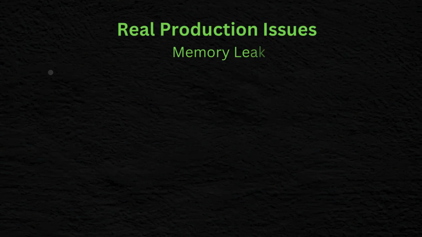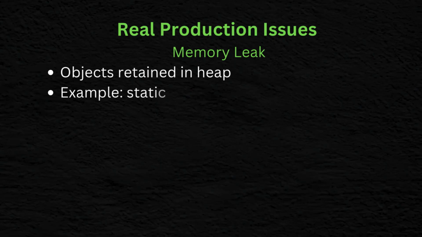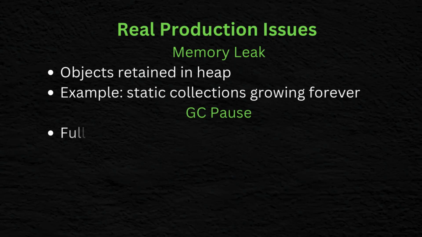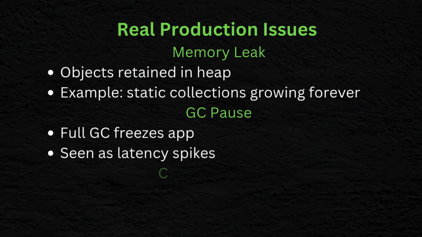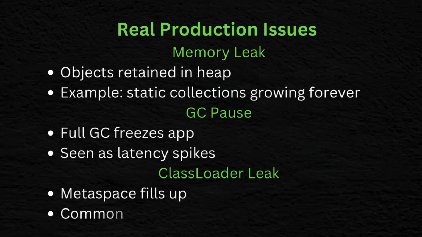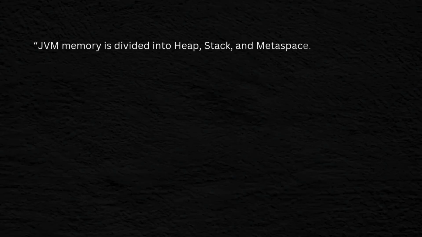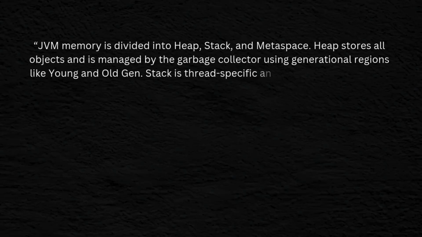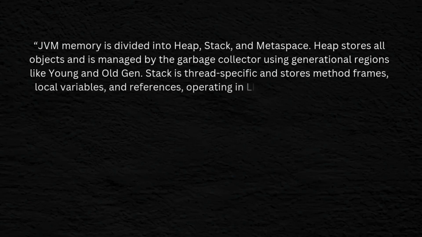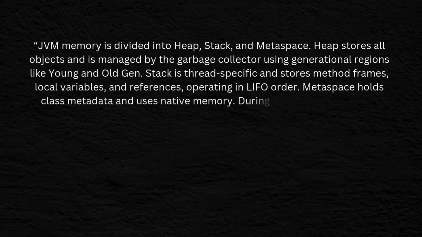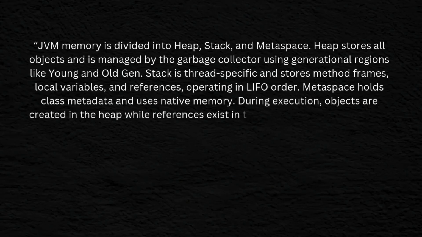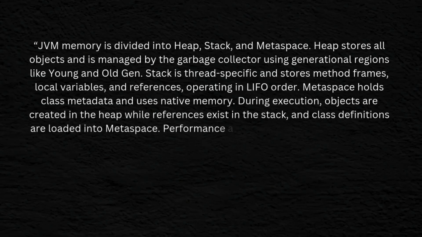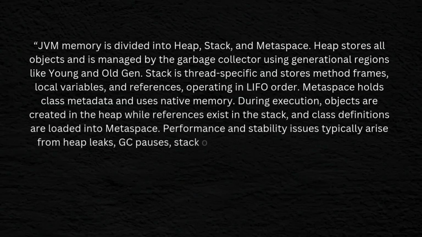The real production issues are memory leak, where an object stays in heap forever. GC pause. Full GC stops the application. Class loader leak. Metaspace keeps growing. JVM memory is divided into heap, stack, and metaspace. Heap stores objects and is managed by garbage collection. Stack is thread specific and stores method execution data. Metaspace stores class metadata in native memory. Most real world issues come from memory leaks, GC pauses, stack overflow, or metaspace exhaustion.